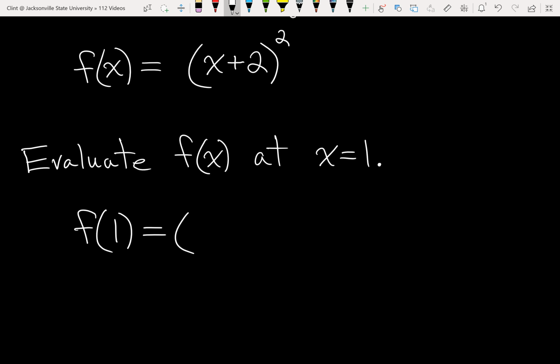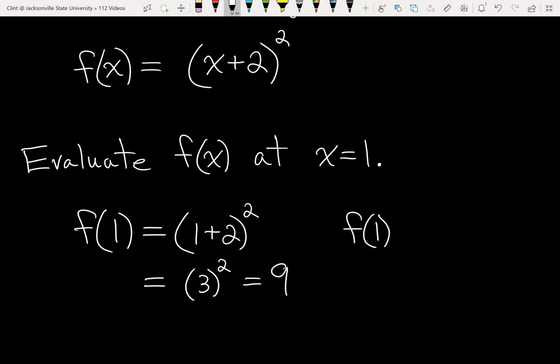So instead of x plus 2, we're going to have 1 plus 2, and then we're going to square that. Now we've got something with all numbers in there. We can calculate this, right? So 1 plus 2 would be 3, and then 3 squared would be 3 times 3, so 9. So we could say f of 1 equals 9.